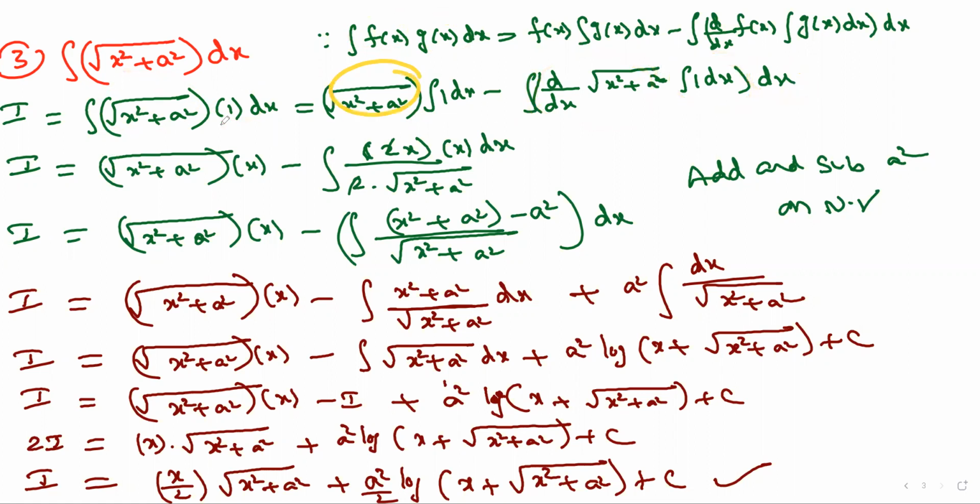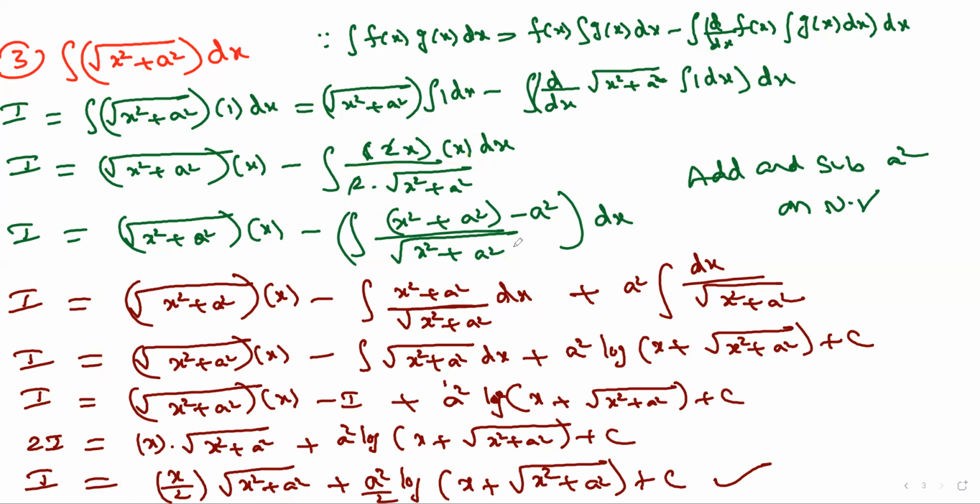So root x square plus a square into 1 dx gives x, minus the differentiation of the root function, which is 1 by 2 root x square plus a square. According to the chain rule, the differentiation of x square gives 2x, and the differentiation of a square is 0. The integration of 1 dx is x. The first function is written as it is, minus x into x square dx by root x square plus a square.